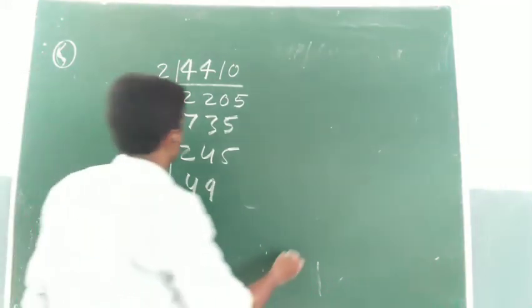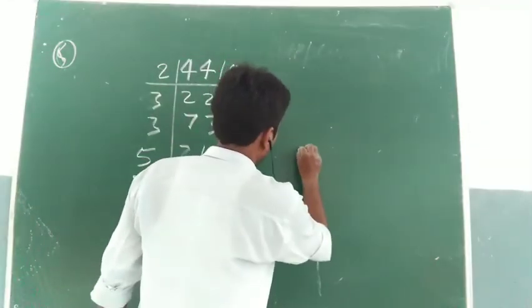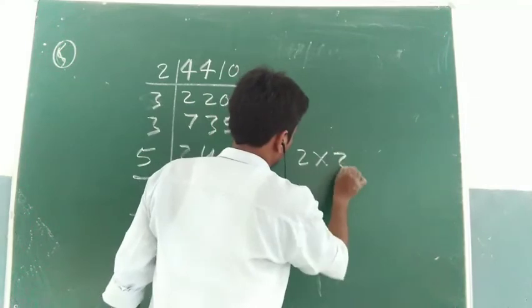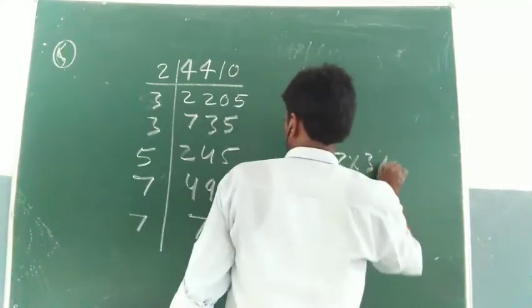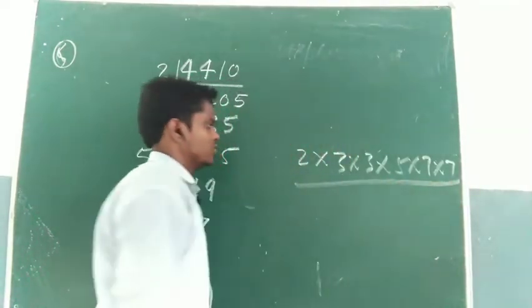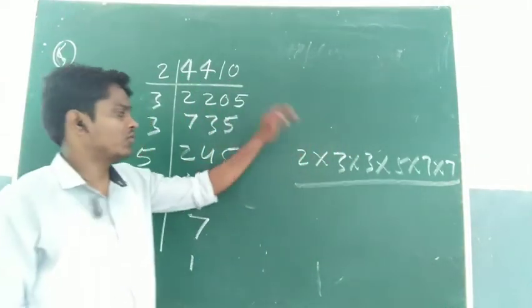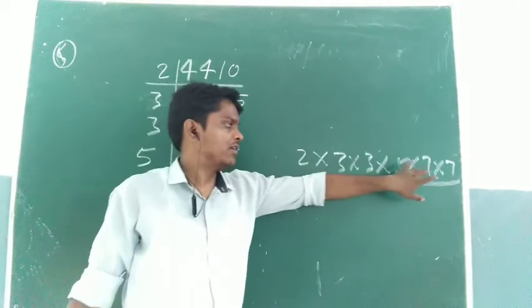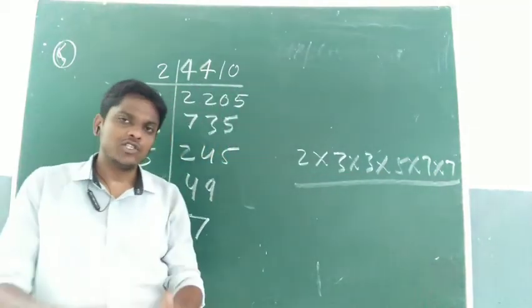So here is the prime factorization of 4410, that is 2 into 3 into 3 into 5 into 7 into 7. This one is the prime factorization of 4410: 2, 3, 3, 5, 7, 7. The rest of the questions we will discuss in our next video.